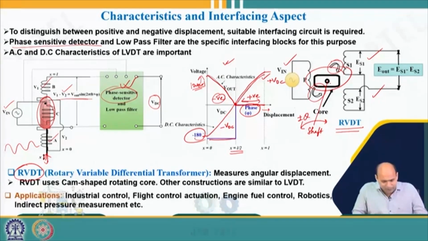Fine. Now let us look at the important applications of these position sensors, including your potentiometer, LVDT and RVDT. We can use them widely for various industrial control applications. Then we have flight control actuation, engine fuel control actuation, various robotics applications, and also indirect pressure measurement.